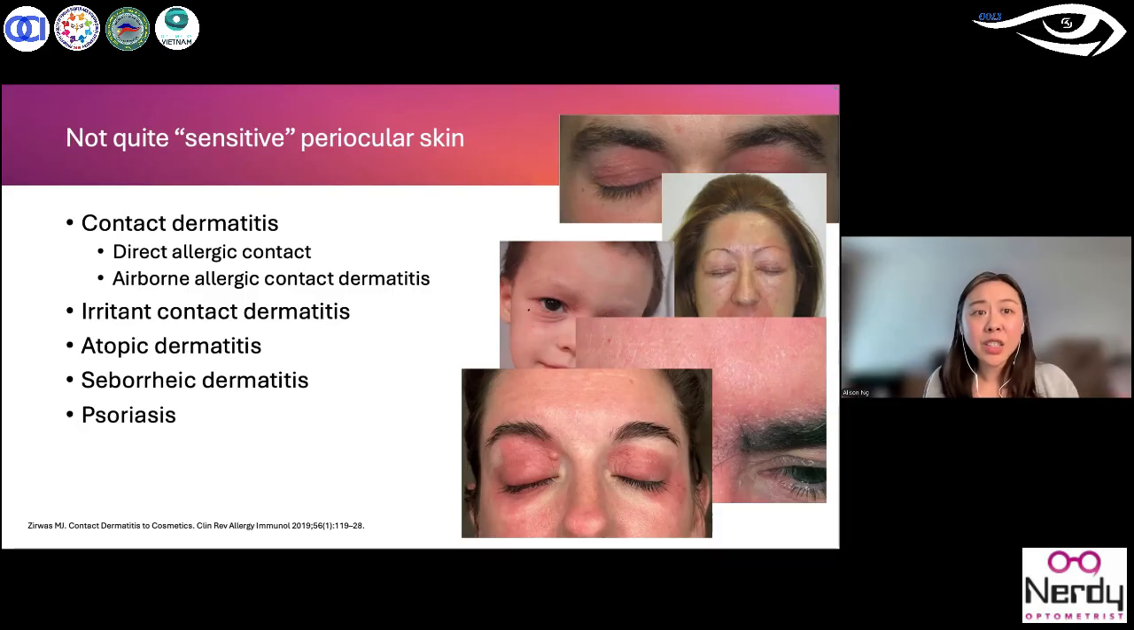Ultimately, in all of these conditions that I've described here, they're going to have a change in skin barrier function. So quite important to bear that in mind. The skin's going to be really quite inflamed, quite tender. It's going to be more dry and irritated overall.